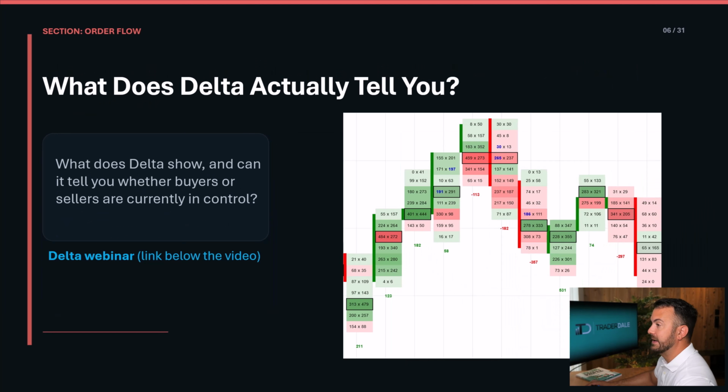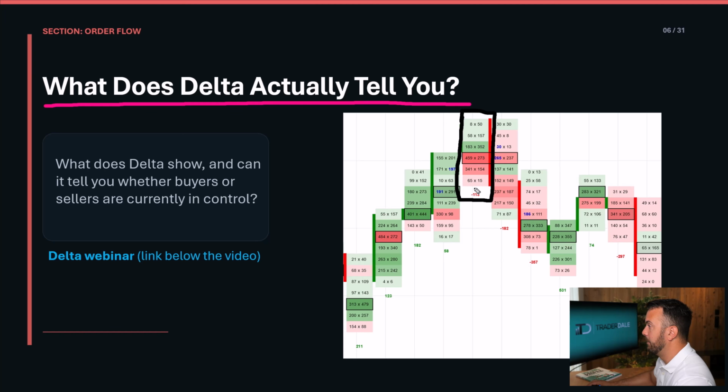The next question is about delta. And the question is, what does delta actually tell you? The delta is the difference between aggressive buyers and aggressive sellers. And in each footprint, you can see the delta below the footprint. If the delta is negative, that means that aggressive sellers were dominating in that specific footprint.